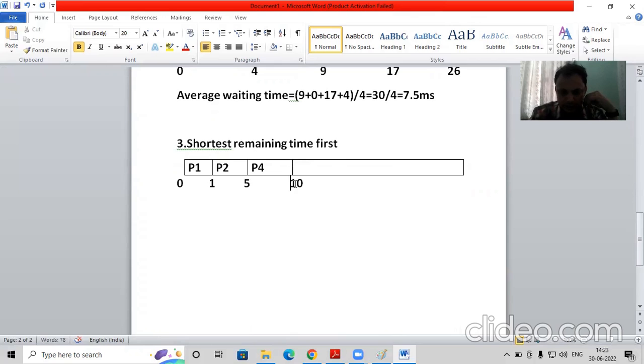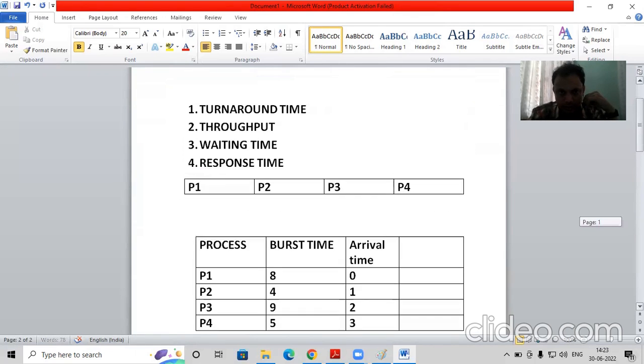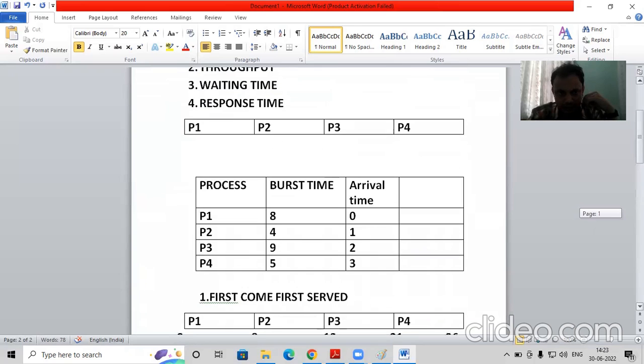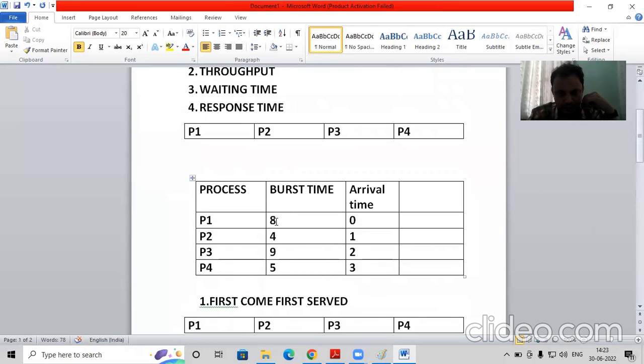Okay. Now you can note still P1 executed only for 1 millisecond, but what is the remaining time? For P1 remaining is 8 minus 1, that is 7 milliseconds, and 7 is less than 9. So at first P1 will execute its remaining time, then P3 will be executed.